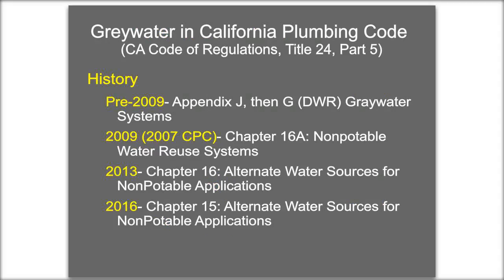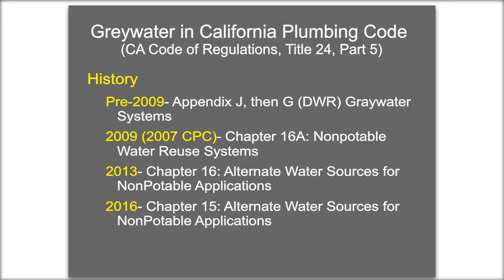So in California, graywater is found in the California Plumbing Code. It's in the California Code of Regulations, Title 24, Part 5. And just a brief history, in the past, before 2009, it was in the appendix of the code. It moved around a few times. It was Appendix J, Appendix G, and the Department of Water Resources was the agency responsible for that code.